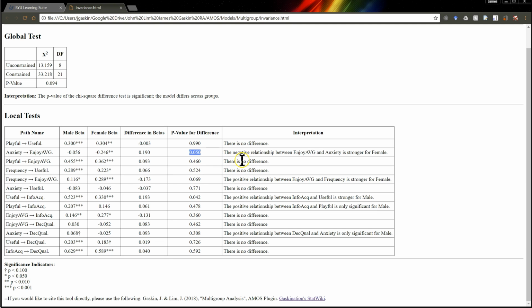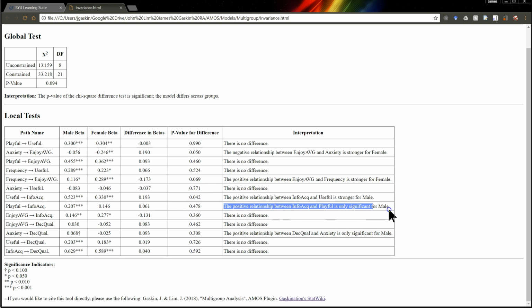There are rare occasions when you'll find that there is an interpretation, but there is no significant p-value. So here's one from playfulness to information acquisition. You'll notice for males, it is a significant positive effect. For females, there is no effect that is significant. And so we observe there is no significant difference.